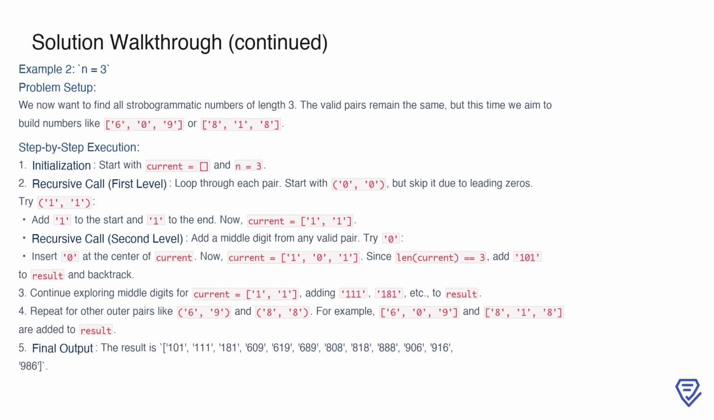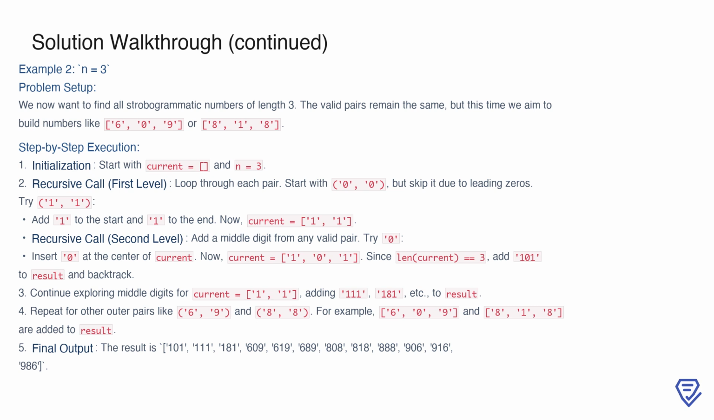In the first recursive step, we loop through each pair, again skipping 0 and 0 to avoid leading zeros. Trying the pair 1 and 1, we add 1 to the beginning and end of current, resulting in 1, 1. At this point, we need to add a middle digit, as the length of current is not yet 3. In the second recursive step, we insert valid middle digits like 0, forming 1, 0, 1.